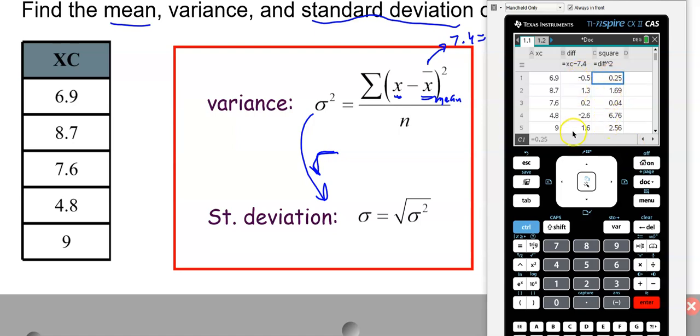We're taking the deviations from the mean and we're squaring them. This symbol right here, that is the uppercase sigma, I believe, in Greek, and that means the sum of all those terms.